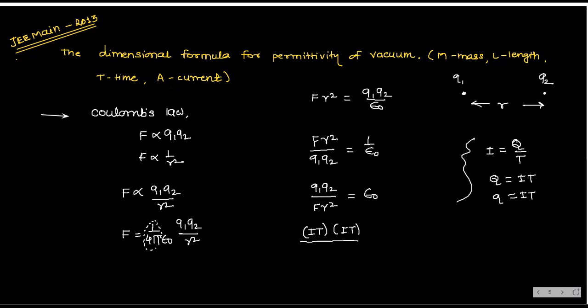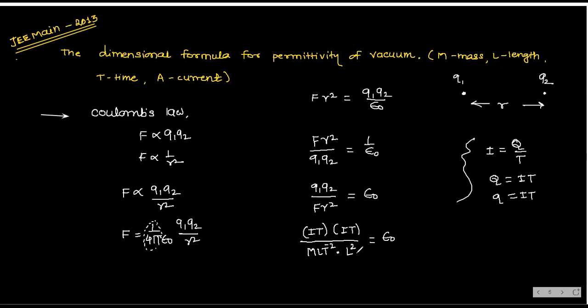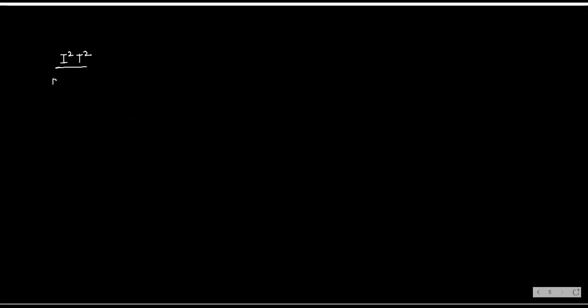F dimensions also we know. F dimensions are what? M L T power minus 2. Into R square, which means length square. So this is L square. This is your epsilon naught. Let's move ahead now. Now what did you get? I square t square divided by, down is what? You see, this L and this L square, what are you getting? M L cube T power minus 2. So you are getting here M L cube T power minus 2, which is equal to epsilon naught.